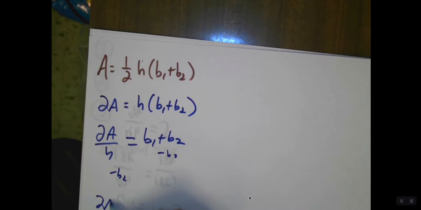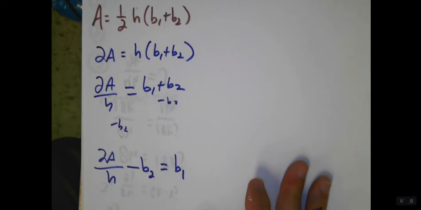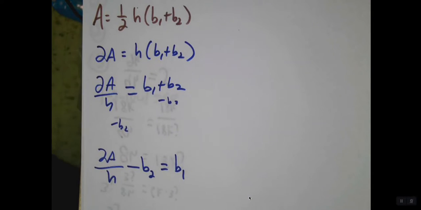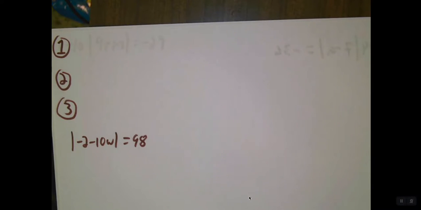So I get 2a over h minus b sub 2, and that's equal to b1. All right, so why did I do that? Because if they gave me the area, base 2, and the height, I can quickly find b1 anyways. Good enough? Cool. So let's look at the next thing, the last thing we're going to talk about.